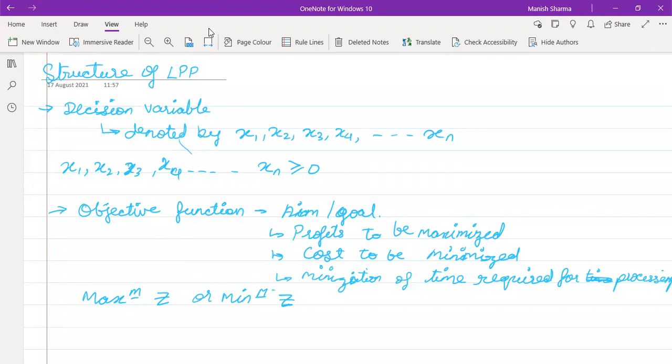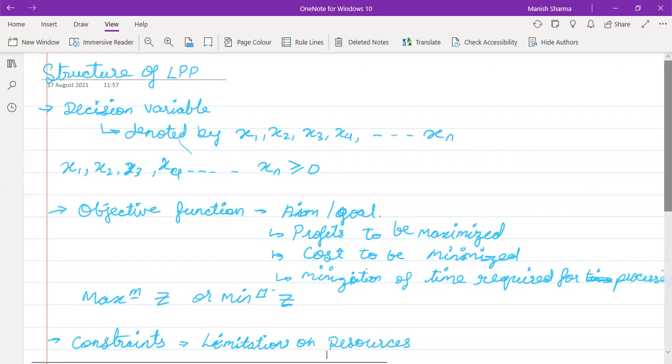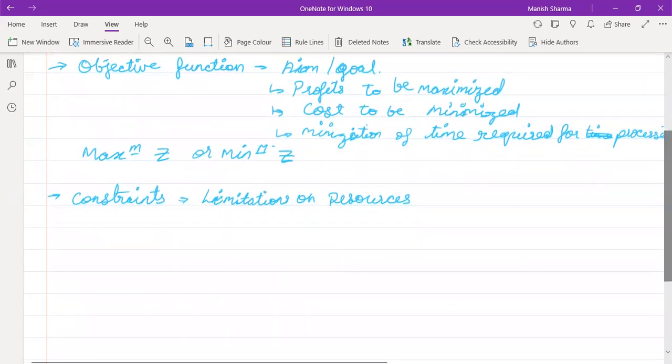When we are interested in converting the linear programming problem, these two things are very important. The last thing that we need to understand is constraints. Constraints are limitations on resources. The best example of this limitation just came onto our screen: we have limited time. We have only 10 minutes left in this session. So this is the limitation. Limitations can be on time, man, material, machine, energy, money.